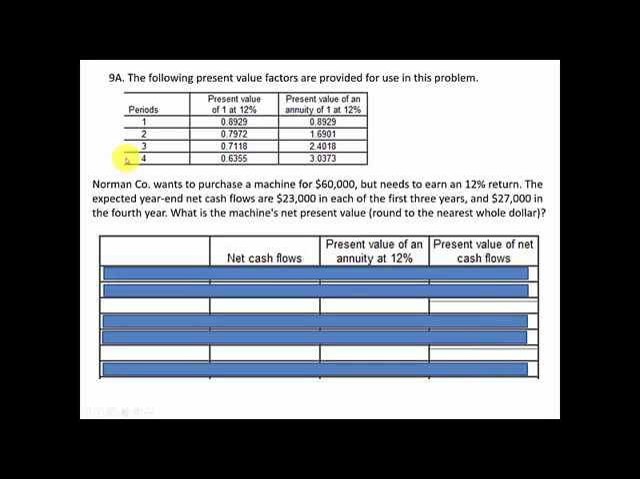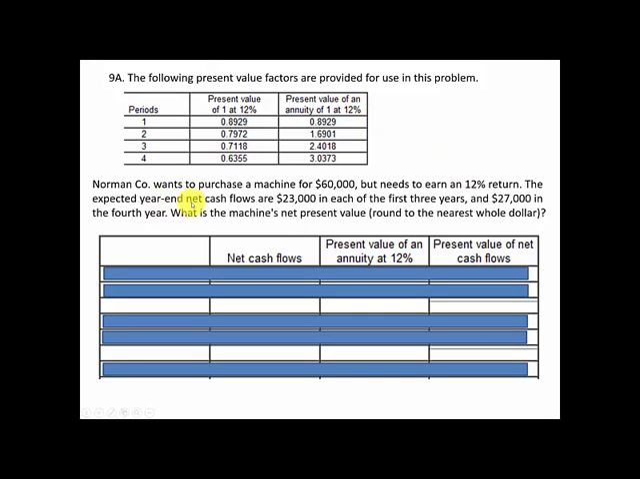Number 9A. The following present value factors are provided for this problem. We've got 4 periods here. We've got the present value of $1, that is a lump sum amount at 12%, and the present value of an annuity, which is a series of equal payments at 12% for 1, 2, 3, and 4 periods. You have to figure out which one of these you're supposed to use. Norman Company wants to purchase a machine for $60,000. That'll be the cash going out, but it needs to earn a 12% return, so that's our discount rate, 12%.